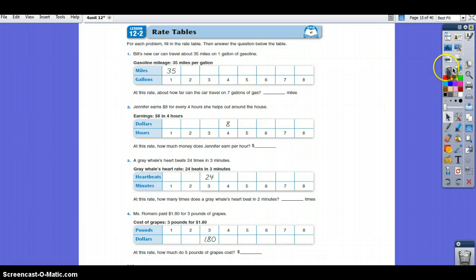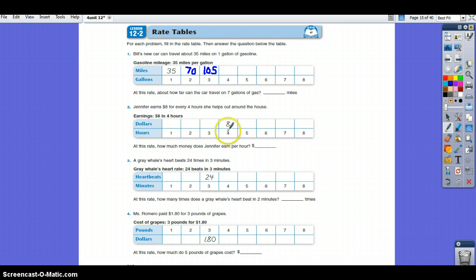Now you're going to go and look at rate tables in lesson 12-2. Again, it's showing you that Bill's new car can travel about 35 miles on 1 gallon of gasoline. 35 for 1. So how far can he go on 2? Well, 1 times 35 is 35. What's 2 times 35? 70 miles he could go. Well, 3 times 35. 3 times 5 is 15. Carry a 1. 3 times 3 is 9, plus 1 is 10. 105 miles.